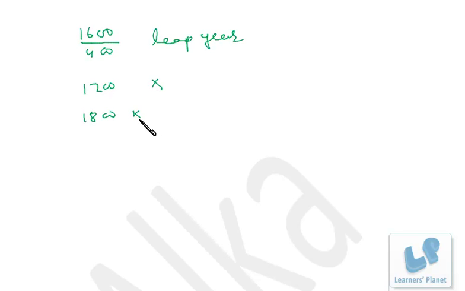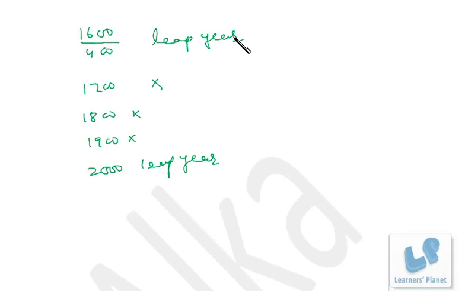Now in the case of centuries, friends, centuries should be divisible by 400 to become a leap year. See, 1600, right? It's divisible by 400, so it's a leap year. But 1700 is not a leap year. 1800 is not a leap year. 1900 is not a leap year, right? Then 2000 is a leap year. So in the case of regular years, the year should be divisible by 4, but in the case of centuries, the year should be divisible by 400 to be a leap year.